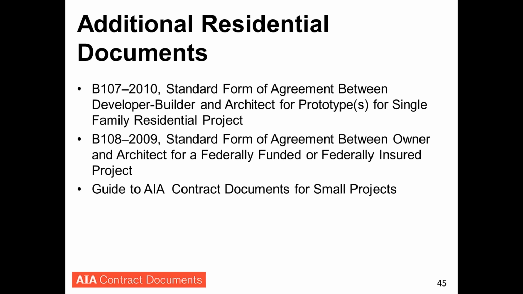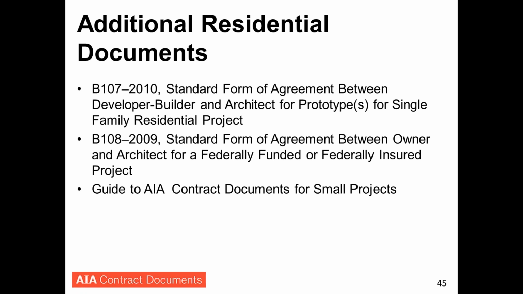So just very quickly, we have a few other residential documents in case any of you are doing this type of work and don't know about these. B107 is an agreement between design builder and architect for prototypes for a single-family residential project. This is basically for model type housing that a developer is going to reuse. The architect pretty much provides a permit set of documents and has very limited CA services. The client is assumed to be a very sophisticated entity that can take those documents and perform the construction. And of course, there are some variations in things like copyrights and some other areas in that document.